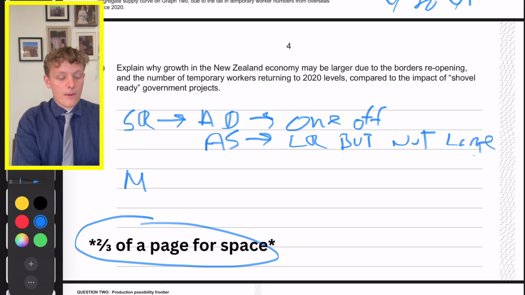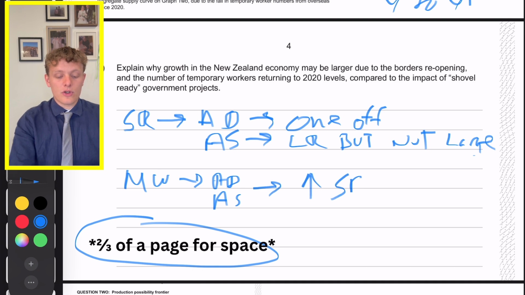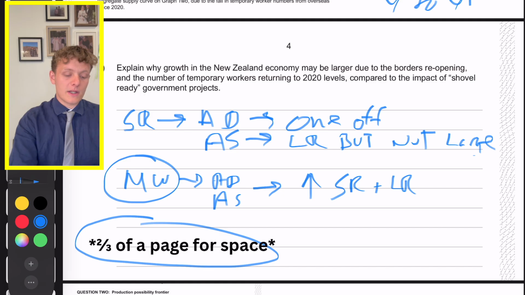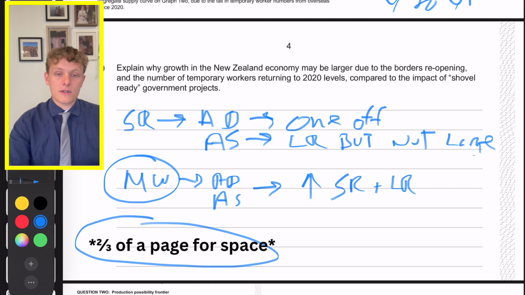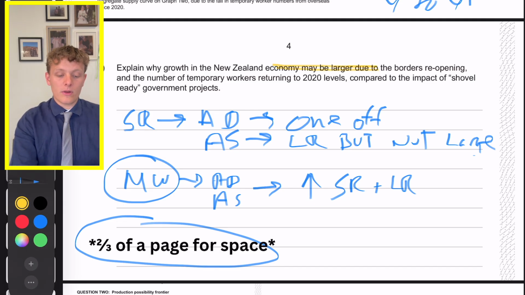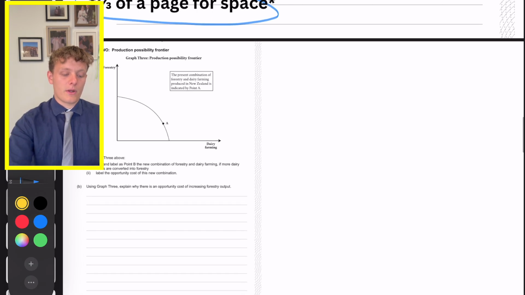Whereas with the migrant workers, AD and AS are both going to increase in the short run and long run, because those workers are going to be purchasing goods straight away and for a long time, and they are going to be working and increasing output for a long time as well. So I'm going to definitely state that the migrant workers effect is larger because of these reasons. Of course, the question tells us right up here, may be larger, so we want to definitely agree with what they're asking us to talk about.